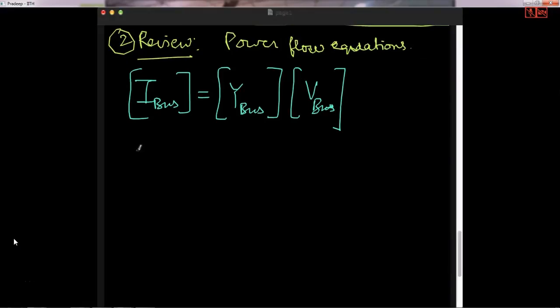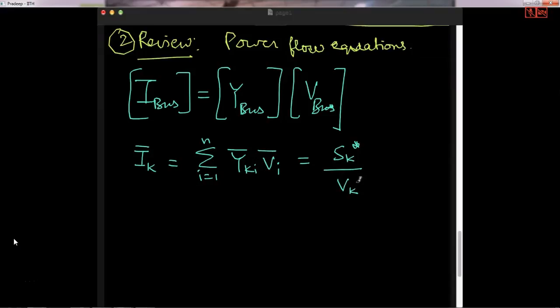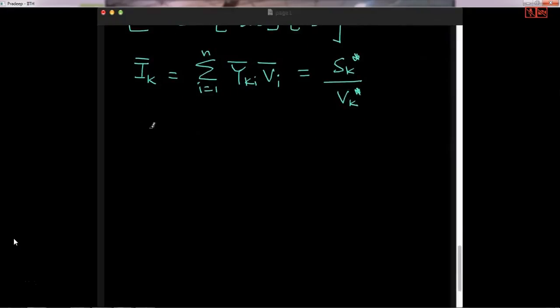And then you take the ith row in this. So we have Ik equal to the summation of Yki Vi, where these are complex numbers, and i equal to 1 to n. Now this is also equal to Sk conjugate divided by Vk conjugate. So this is exactly the same as we did before. Now what I want to do is take this Vk onto the other side. Again, I want to eliminate I, but I want to write it in terms of Pk and Qk. So this Vk I take to the other side. So I have Sk conjugate equal to Vk conjugate multiplied by the summation over i equal to 1 to n of Yki Vi. So these are all complex numbers.